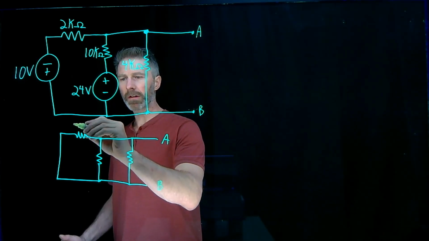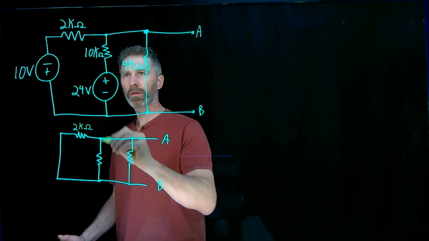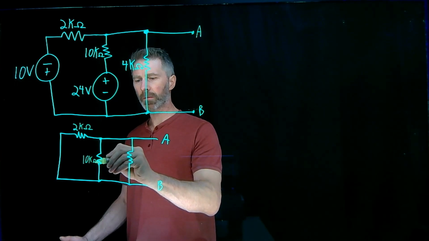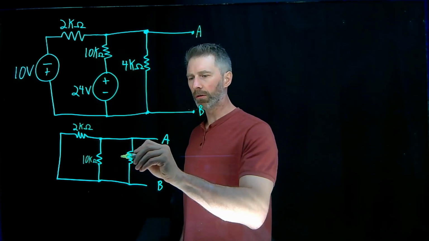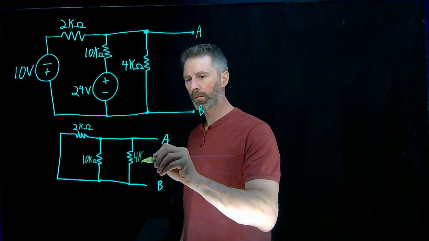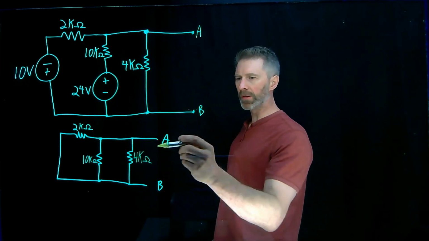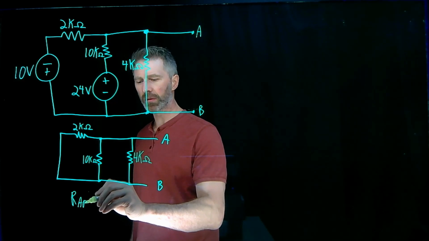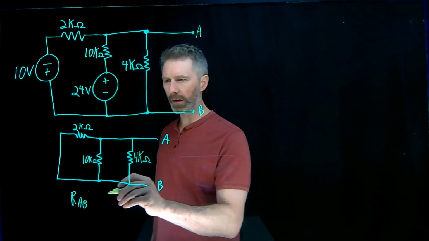Should put some numbers on here so we know what we're dealing with. We've got 2 kilo ohms there. We've got 10 kilo ohms here. And we've got 4 kilo ohms here. So what is that resistance looking into A and B? So we can call that RAB, but that's really the Thevenin resistance that we're trying to find.